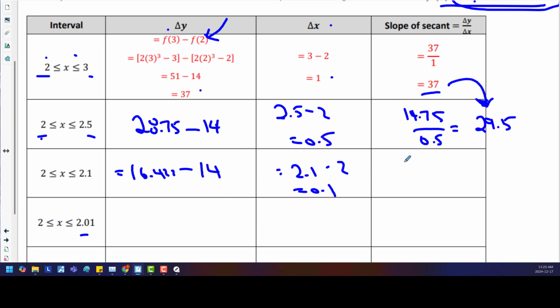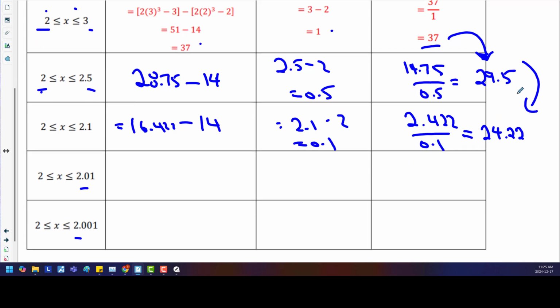And here we have our value of 2.422 divided by 0.1. And you get something close to 24.22. See how the number is getting even smaller? And it's getting closer to a certain value. Now we're going to do 2.01. So once again, 2.01 minus 2. This is going to be 0.01.